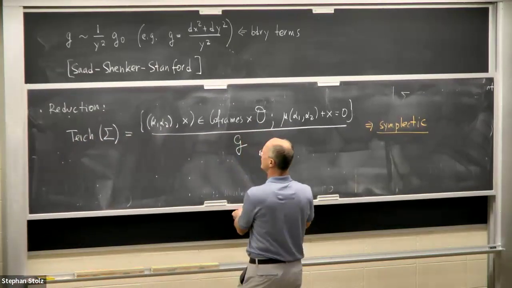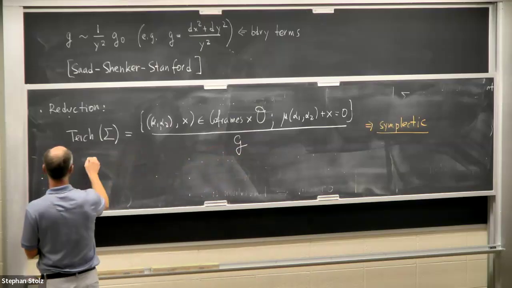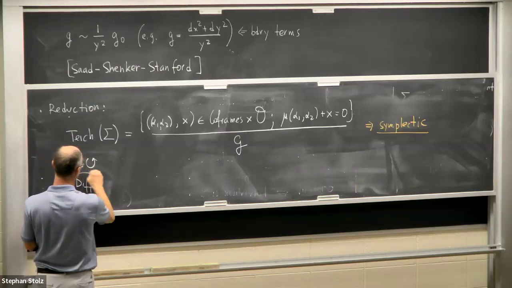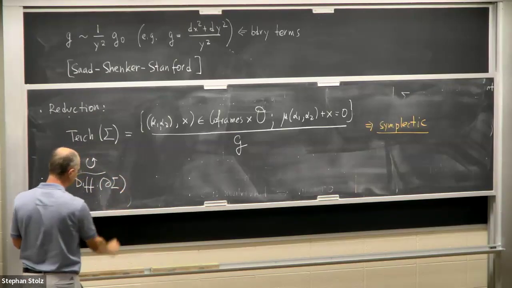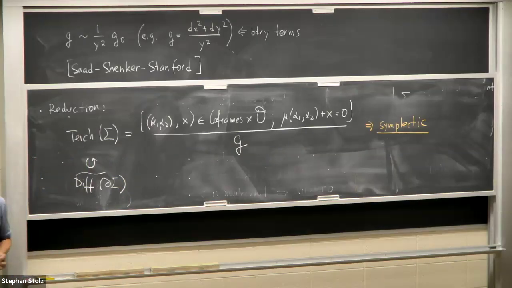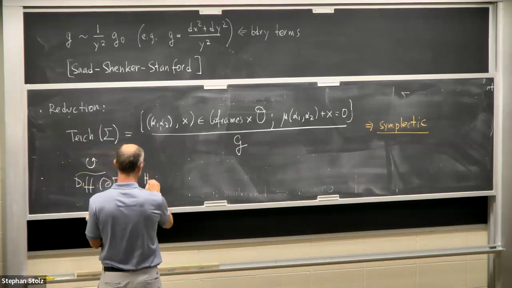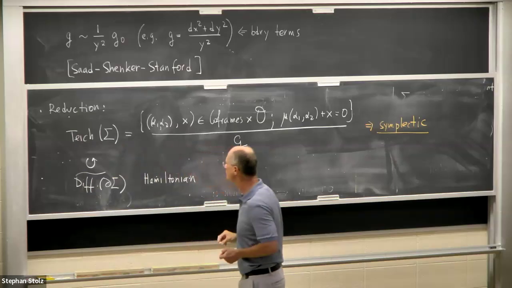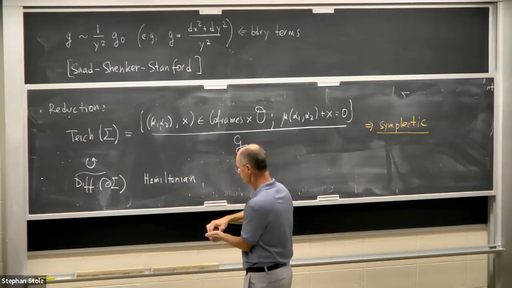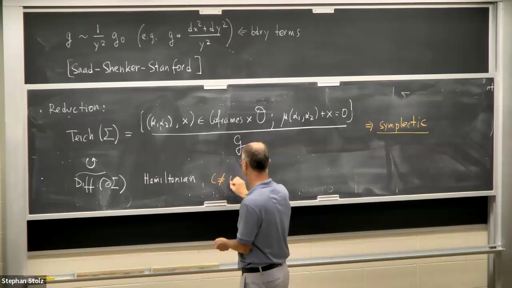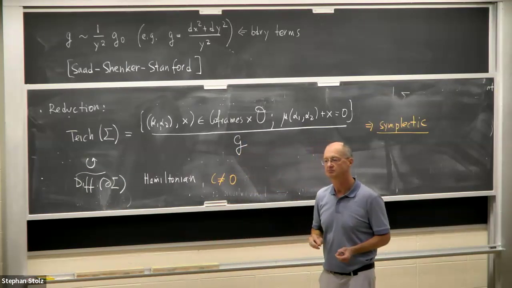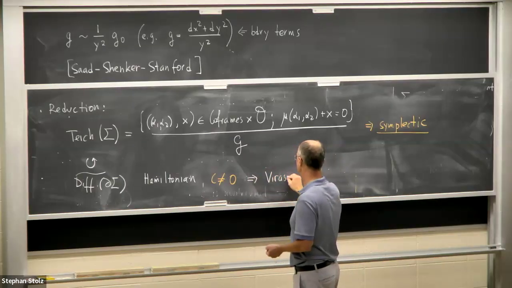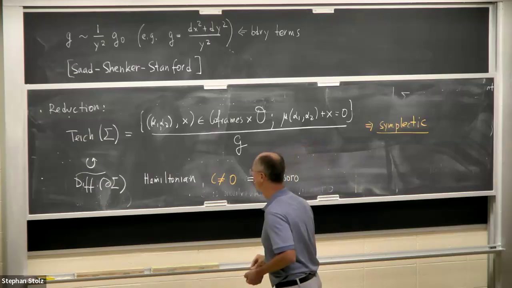So, right. Now we said that on this space, there is an action of diffeomorphisms of the boundary. Now it turns out that this action is also Hamiltonian, with C not equal to 0. And then, as we discussed already, this means that we have Virasoro.